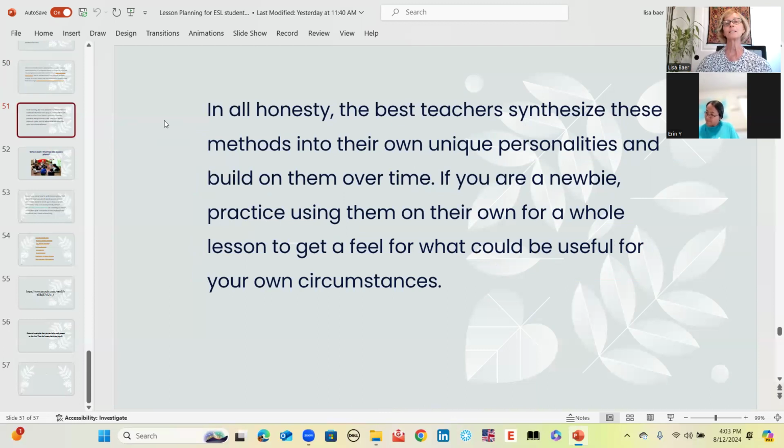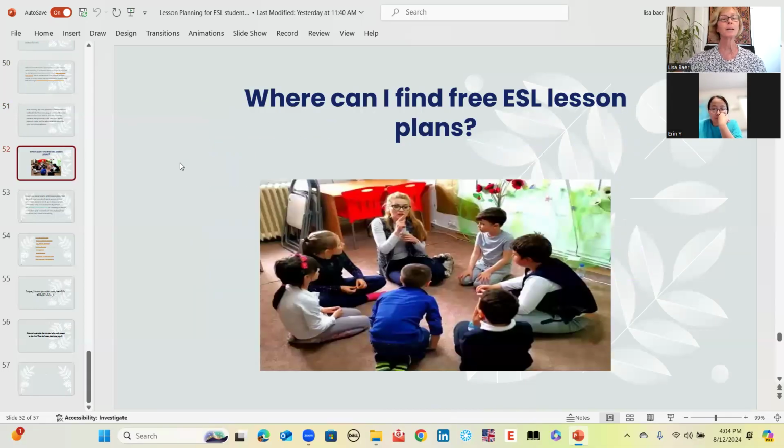In all honesty, the best teachers synthesize these methods into their own unique personalities and build on them over time. So if you are a newbie, practice using them on their own for a while, for a whole lesson, to get a feel for that and what could be useful for your own circumstances. So you kind of use this and use that, and then you end up creating a whole lesson the way you want to do it.